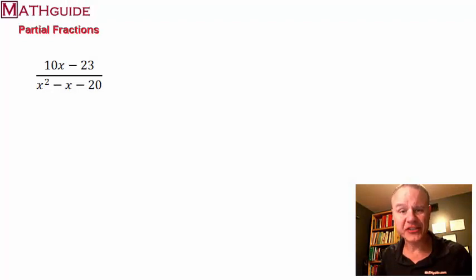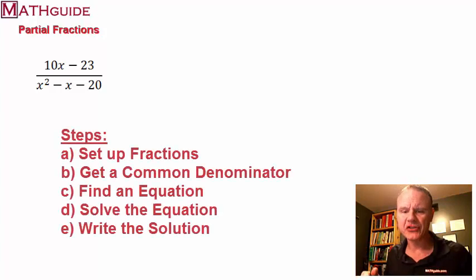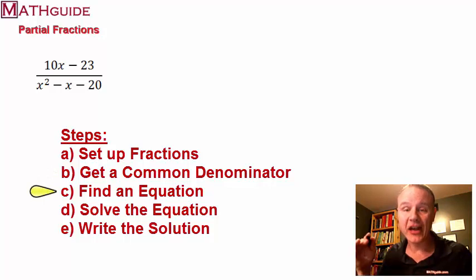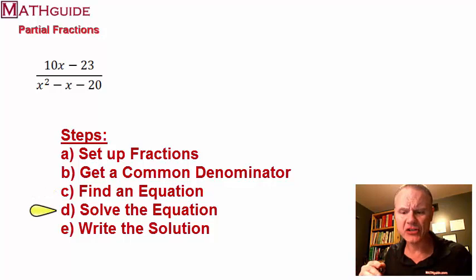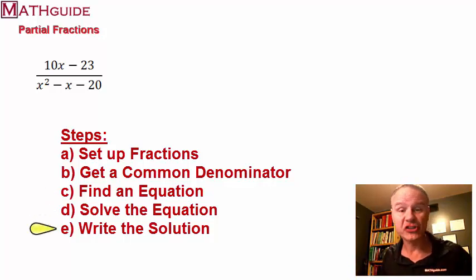As you can see, we've got the first example up there on the screen, and I'd like to tell you about all the different steps that you have to take in order to work this partial fractions problem. So the first thing we're going to have to do is set up some fractions. In other words, break this down into a sum of smaller fractions. The second step is we're going to get a common denominator. We're then going to find an equation to work this problem. And then we're going to solve that equation and then finally write the solution. All right, well, let's start.